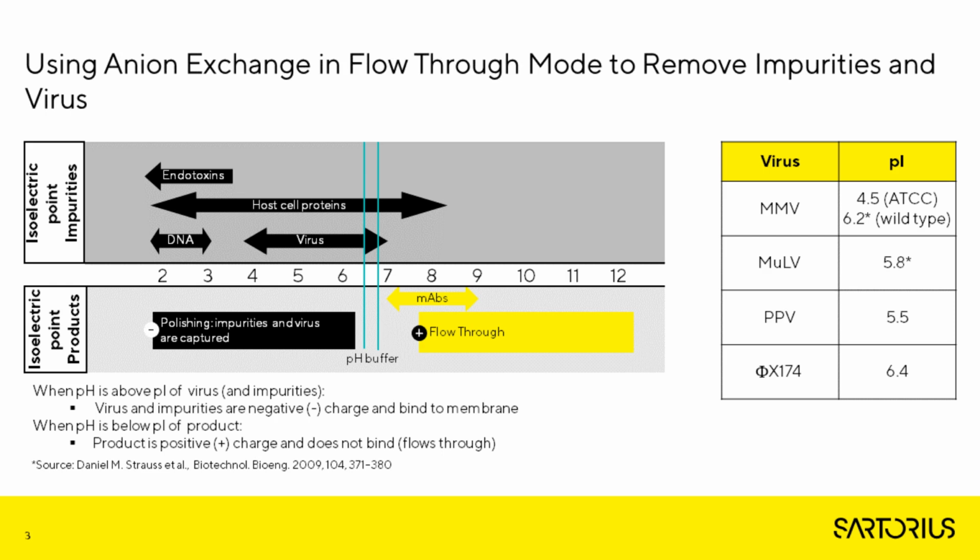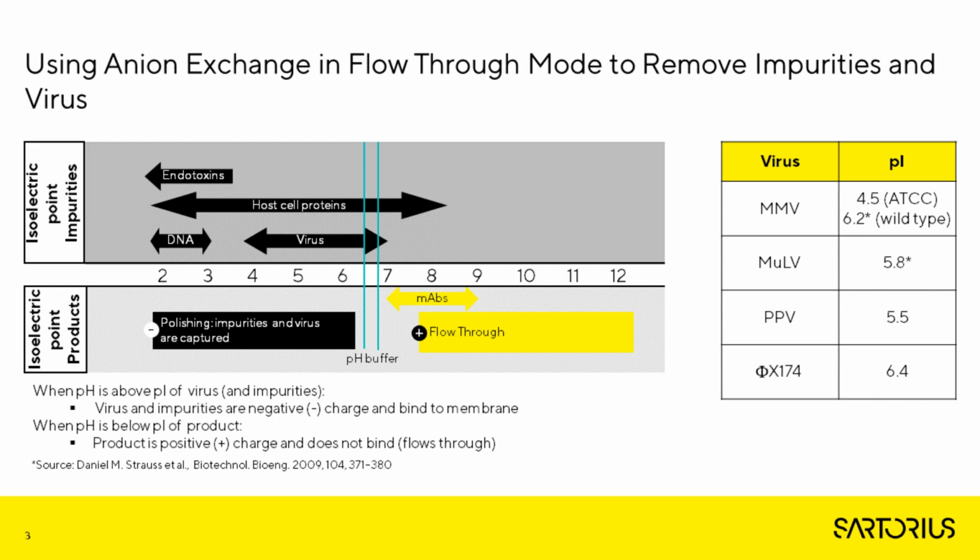Just for your reference, the table on the right shows the PI value of commonly used viruses for virus removal studies. So here we see that MMV has two PI values. A mutation in the wild type has resulted in a strain that has a PI of 4.5. However, the wild type has a PI of 6.2. And MMV is considered to be the worst case challenge for removal by anion exchange because of its high PI.